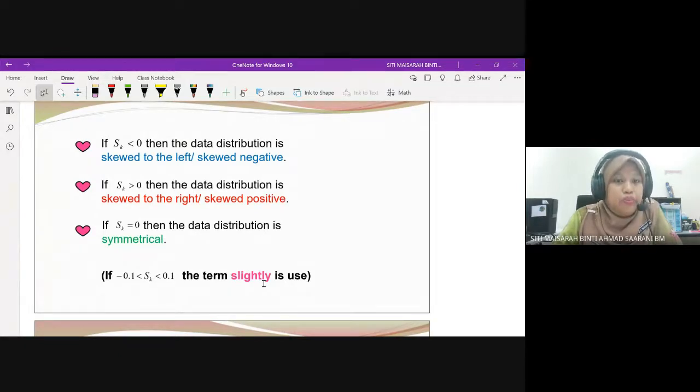If the value is positive, if SK is more than 0, then the data distribution is skewed to the right. If the value is positive, it is positive skewness. If SK is equal to 0, then the data distribution is symmetrical. That means if SK is zero, the bell shape is symmetrical. If SK is between negative 0.1 and 0.1, the term slightly is used.